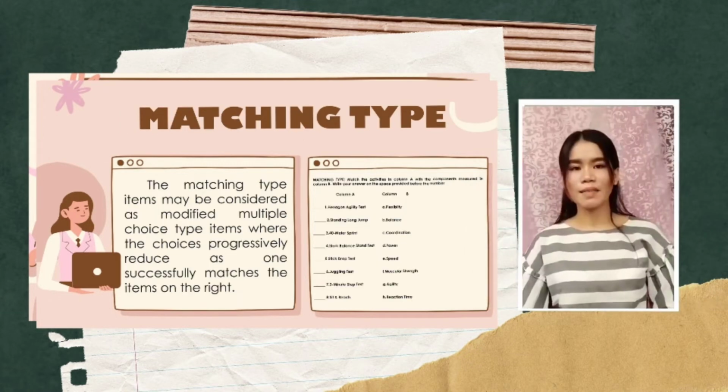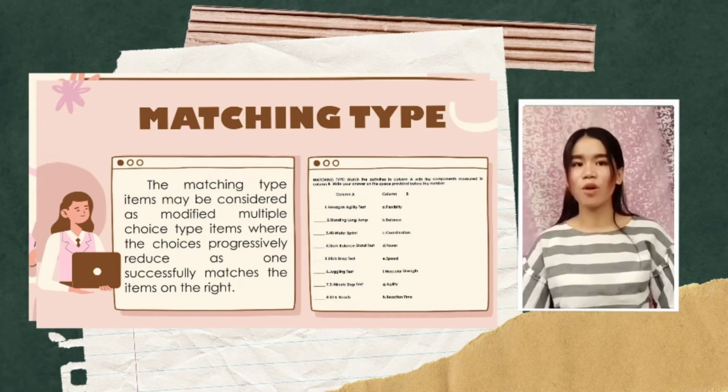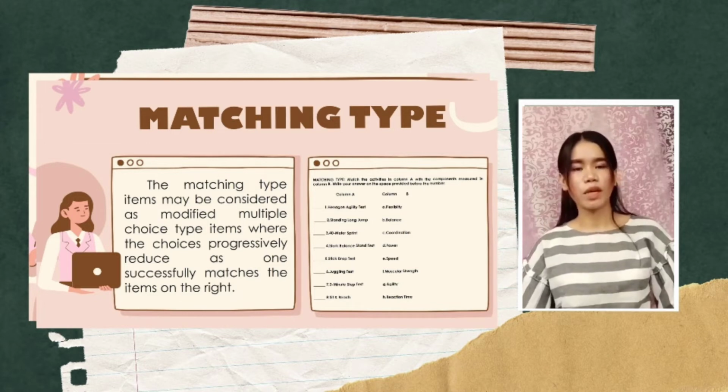And the third one is the matching type and supply test items. The matching type items may be considered as modified multiple choice items where the choices progressively reduce as one successfully matches the items on the left with the items on the right.